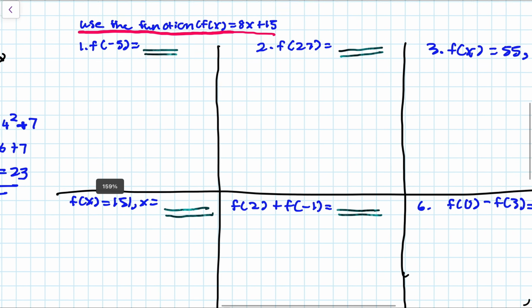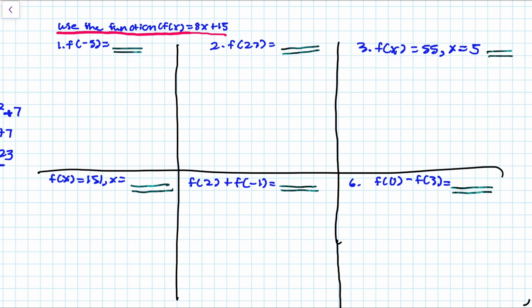Let's scroll down. Okay, so we see these other equations, and we are going to evaluate them using that function too. Okay guys, so let's do this. We are going to plug in f of -5 equals 8 parentheses -5 plus 15.